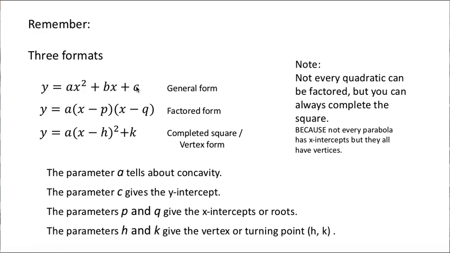Any quadratic can have the general form or the vertex form. Not all of them have the factored form, or not a neat, nice factored form anyway. You can't factor every quadratic, but you can always complete the square, because not every parabola has x-intercepts, so factored form with P and Q x-intercepts, but they all have vertices, HK.